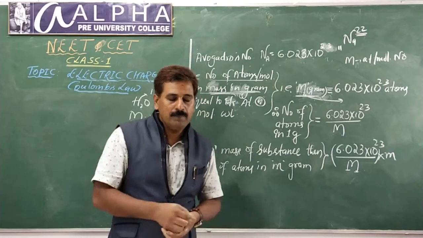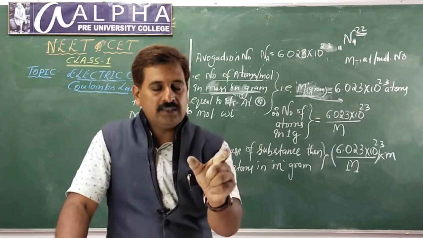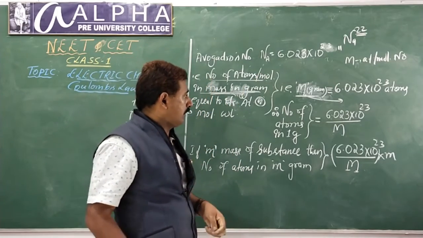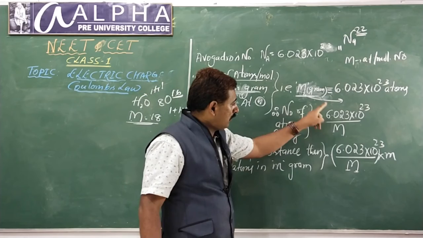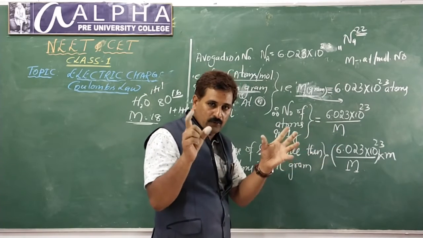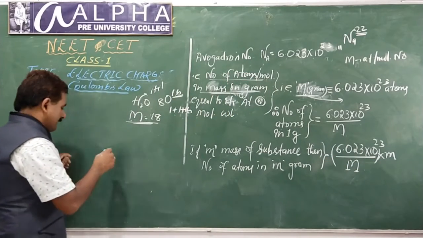What is Avogadro's number? If you consider a substance equal to its atomic mass or molecular mass, the number of atoms will be equal to Avogadro number. In 1 gram, divide by that molecular mass. In m gram, some gram, 10, 20, 30, you multiply that. Now you generalize like this.